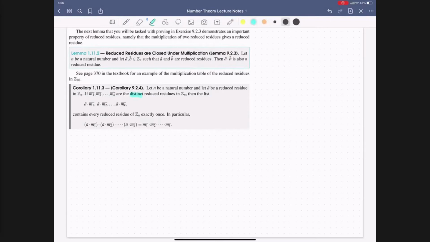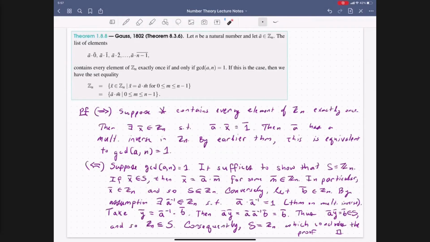And what the statement is saying is that if we multiply A bar times m1, A bar times m2, all the way to A bar times mk, then this contains every reduced residue of the integers modulo n exactly once. So in other words, multiplying by A bar just rearranges the reduced residues. And so this is an extension of what Gauss showed. So what we are about to prove is actually nothing new.